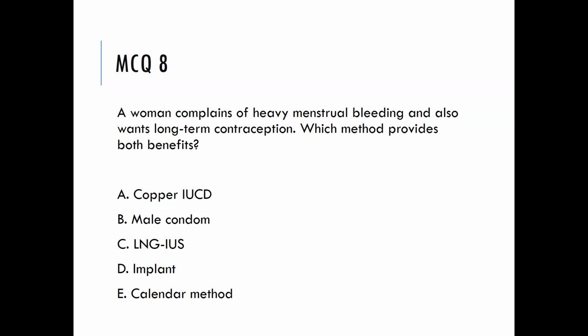A woman complains of heavy menstrual bleeding and also wants long-term contraception. Which method provides both benefits? Option A, copper IUCD. Option B, male condom. Option C, levonorgestrel. Option D, implant. And option E, calendar method.